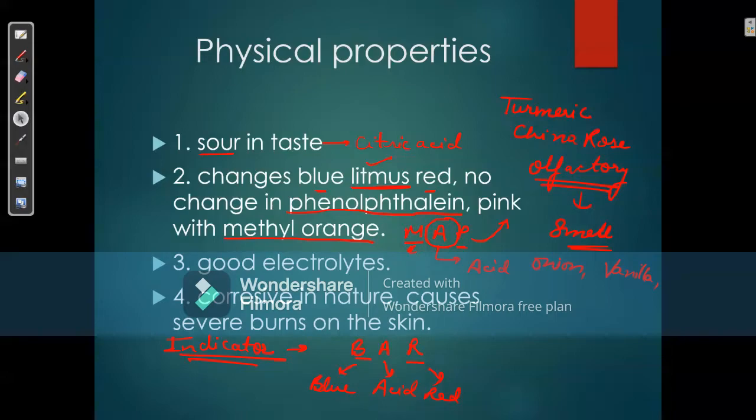We'll move to the next property, and the next property says that they are good electrolytes. Now my question is, why are they good electrolytes? They are good electrolytes because of the presence of ions. As we have discussed earlier, in aqueous solution they produce ions, and because of these ions, they are good conductors. Next, we'll talk about corrosive nature. They are highly corrosive. That means they cause severe burns on the skin. So we need to handle all these acids with the utmost care.